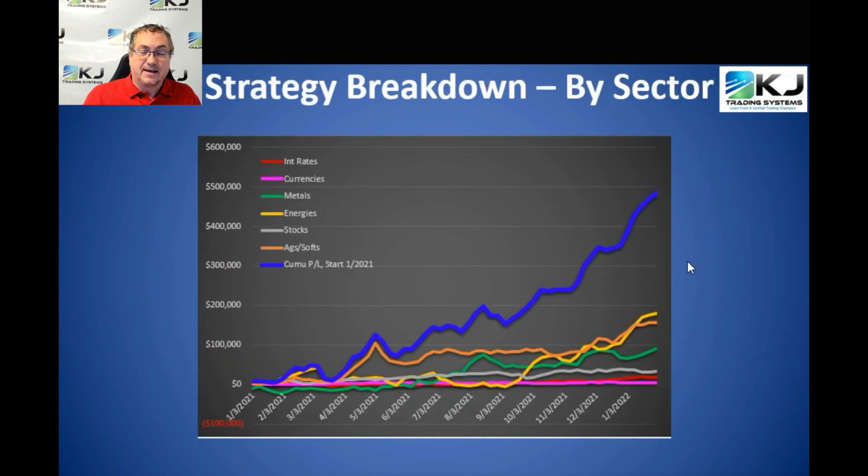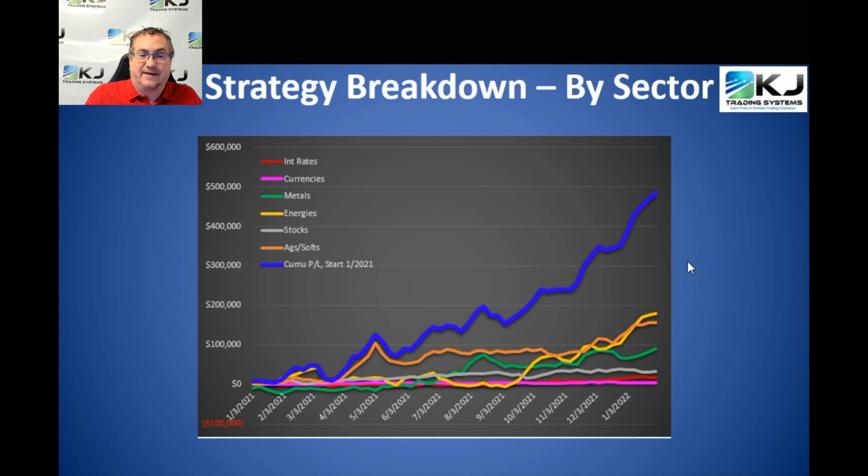And then when you break it down by sector, somebody had asked in the last video if I could break it down by sector. The basic sectors in futures markets are interest rates, currencies, metals, energies, stocks, and then Ags. I also put softs in there. Some people break those up separately. Some people put the meat separately.